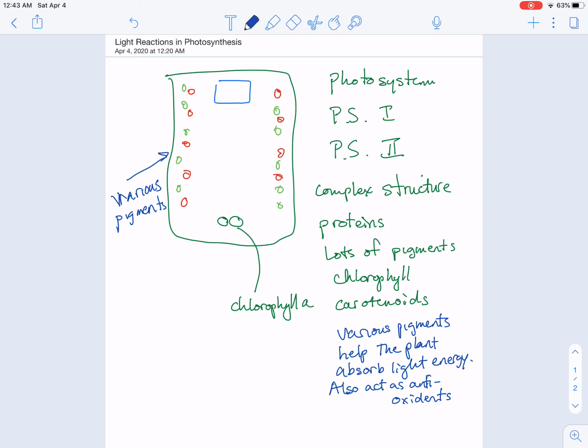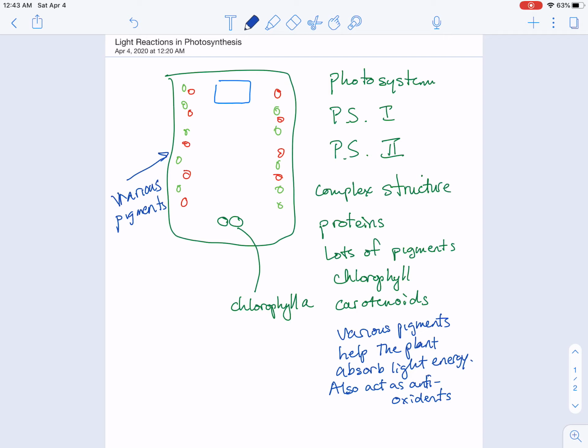Actually, plants are really the only things that make these antioxidants. So if we want to help with cancer prevention, we actually have to eat plant material because we can't make antioxidants on our own. We have to get those from plants.